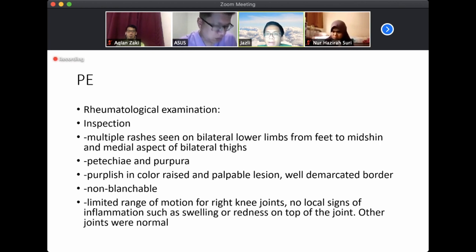What other purpuric condition can be another differential? I would consider also dengue, but I think this is less likely because the patient has fever and joint pain. Okay, all right, continue.